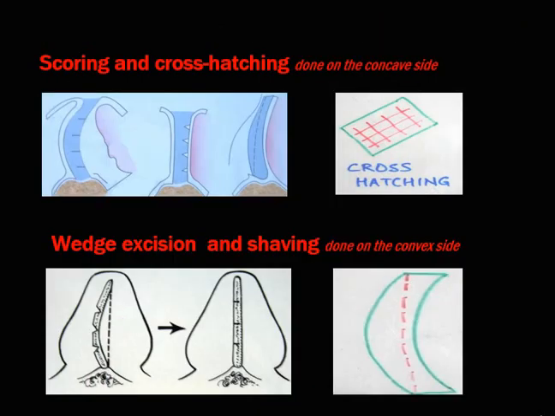As you know, the cartilage has its memory. Therefore, scoring and cross-hatching or wedge excision and shaving are performed to lose the memory of the cartilage. So there are fewer chances of re-deviation of the septal cartilage. Scoring and cross-hatching are performed on the concave side, and wedge excision and shaving are performed on the convex side. This you should know, you might be asked in the exam.